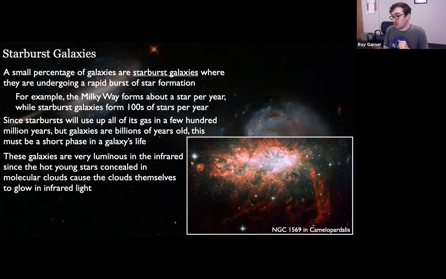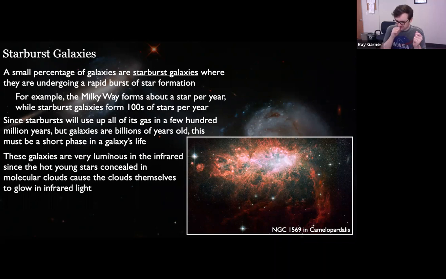A great example of a starburst is NGC 1569 here. I studied it for a little while in undergrad. It's a really booming galaxy. And what really helps us recognize how impressively fast these galaxies are forming stars is by looking at them in the infrared.